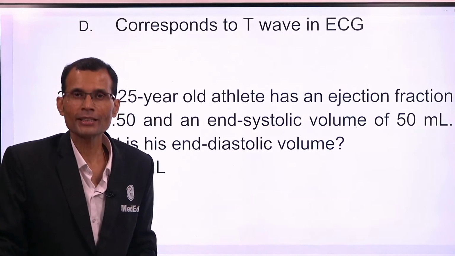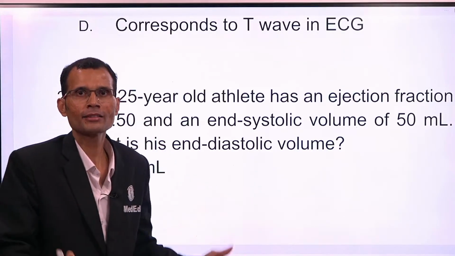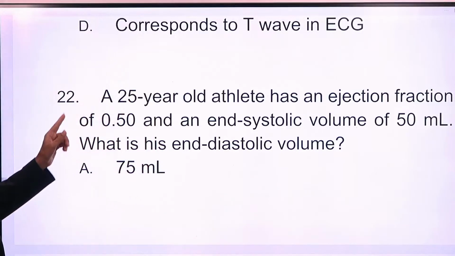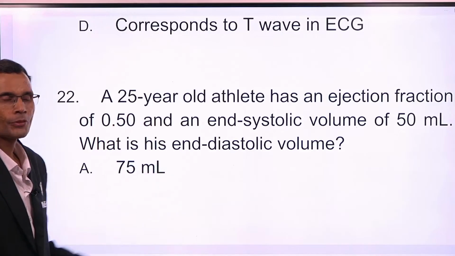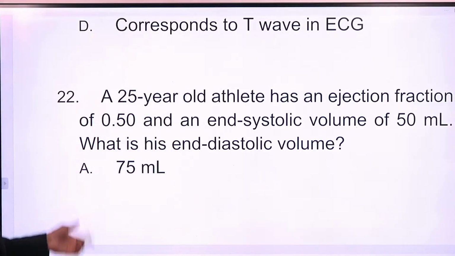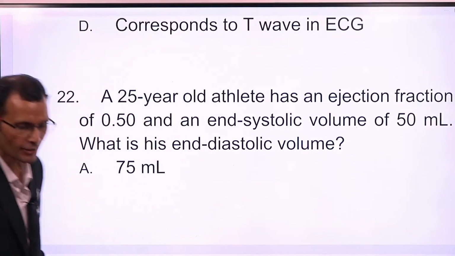I want to just read it out once again. Give a thought and answer the question. Okay. Ejection fraction is 0.50. End systolic volume is 50. What will be the end diastolic volume? And Chinmay has written one answer, that is B.